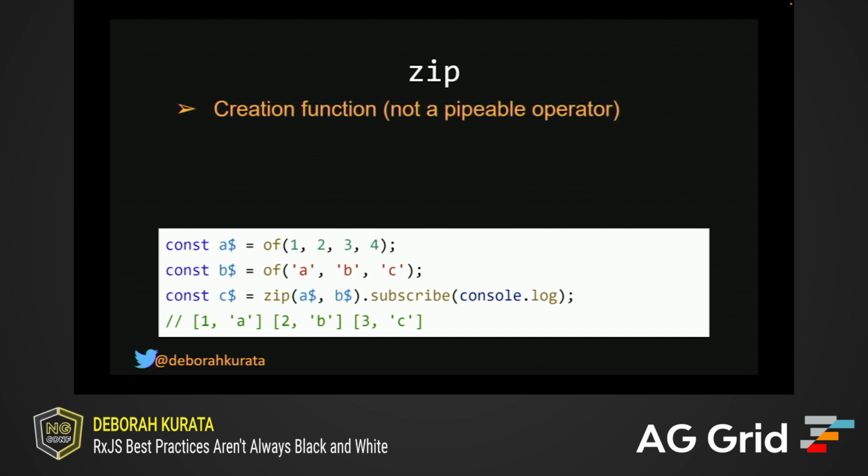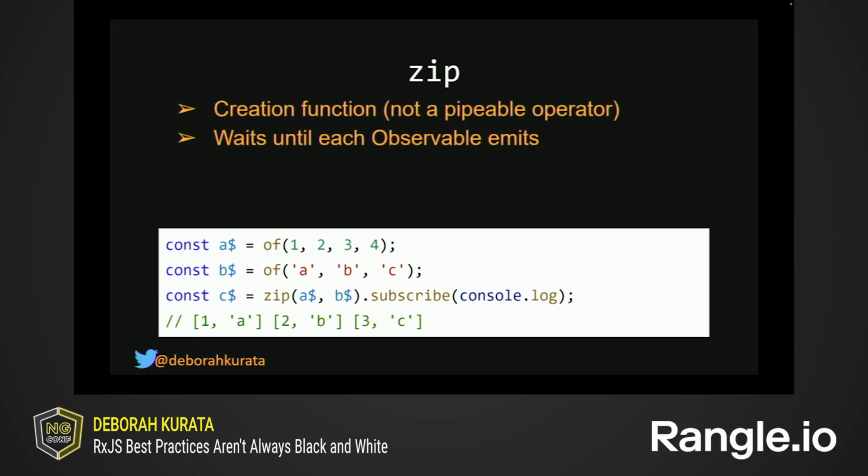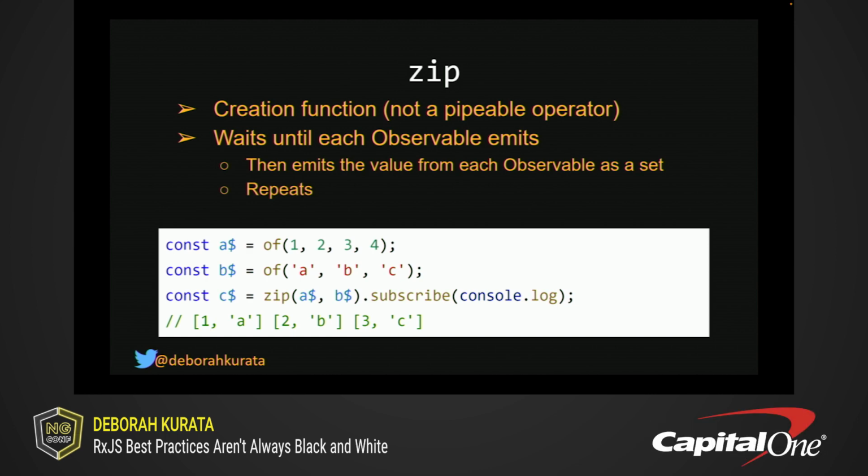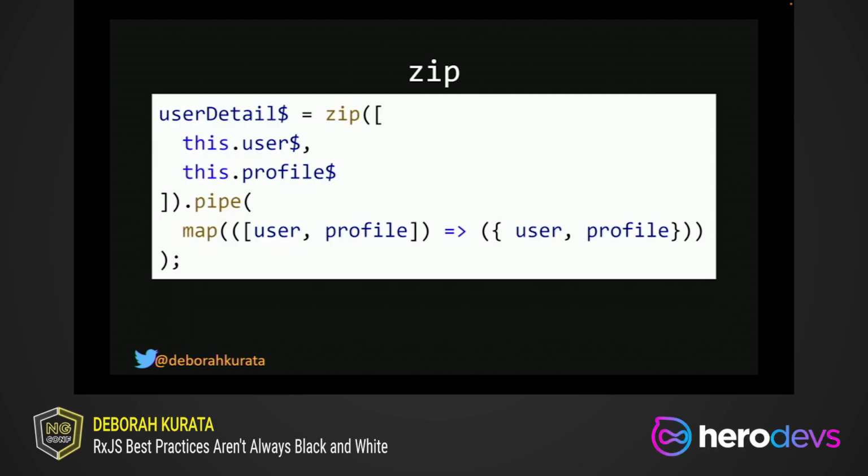The last one is zip, which is also a creation function. And here it waits until each observable emits, then emits the value from each observable as a set, and then it repeats. And it's hard to actually describe how this works, even though it's somewhat easy to picture it. Here it's going to emit 1, 2, 3, 4, and then it's going to emit A and match it up with the 1, B and match it up with the 2, C and match it up with the 3, and then it's going to just throw the 4 away because it doesn't have anything to match it with.